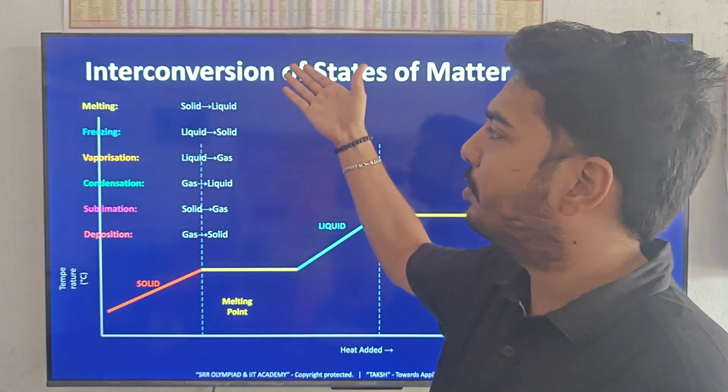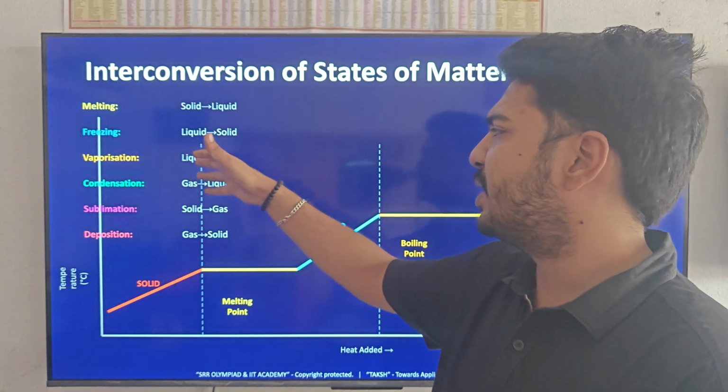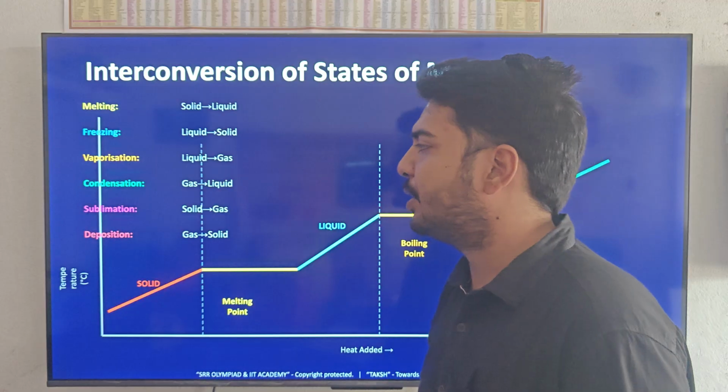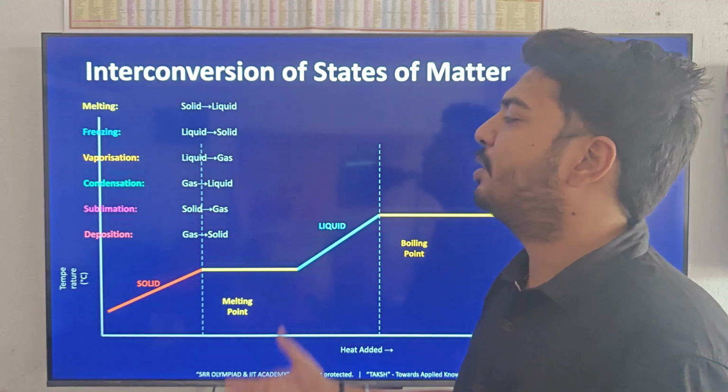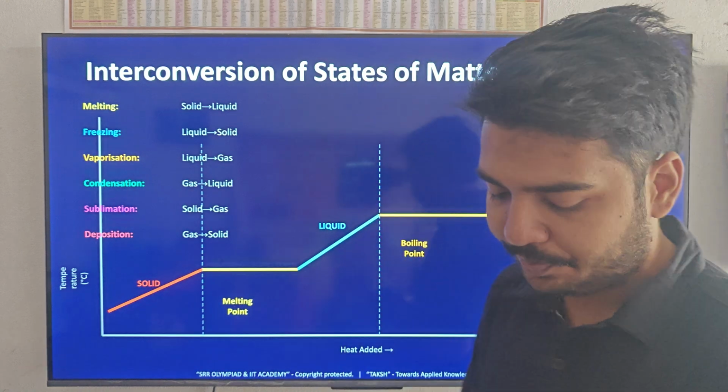When melting happens, solid will be converted into liquid. When freezing happens, liquid will be converted into solid. When vaporization takes place, liquid will be converted into gas. When condensation takes place, gas will be converted into liquid. When sublimation takes place, solid will be converted into gas. When deposition takes place, gas will be converted into solid, okay.